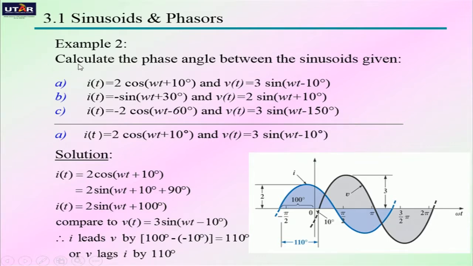Example 2: identify the phase angle between current and voltage, shown in A, B, and C. In A, we can see that after changing both current and voltage to the same trigonometric function, in this case sine, the phase difference is about 110 degrees. Current is ahead of voltage, or current leads voltage by 110 degrees. Alternatively, we can put it as voltage lags current by 110 degrees.